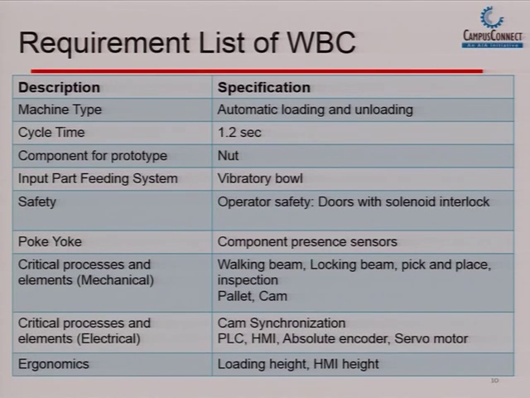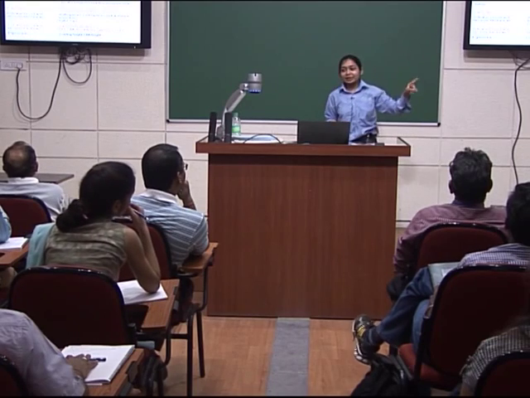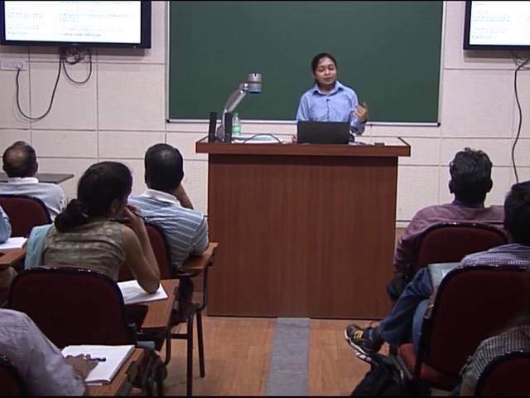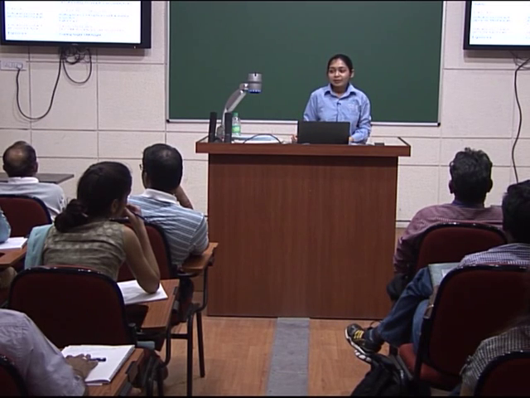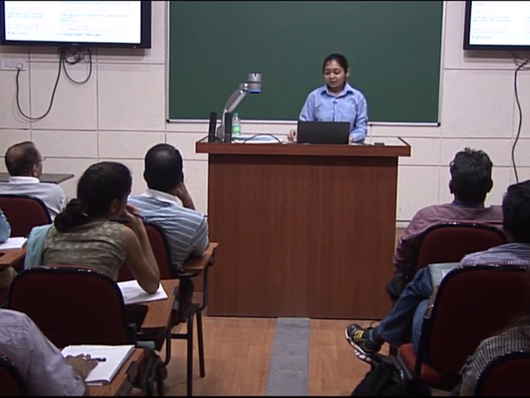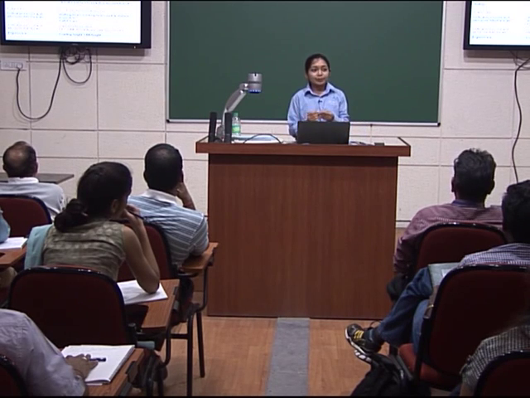Okay, so this is the requirement list of WBC. The machine was designed as automatic with a cycle time of 1.2, and the component we used for testing was a nut. The input part feeding system was a vibratory bowl. Have you come across vibratory bowls? Okay, the one that you saw there was a vibratory bowl.